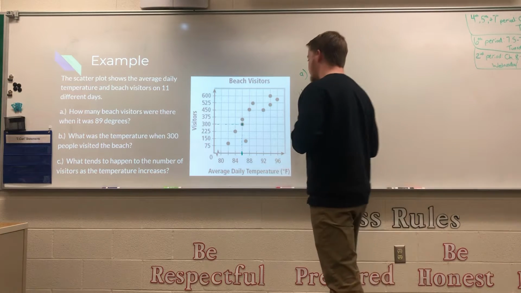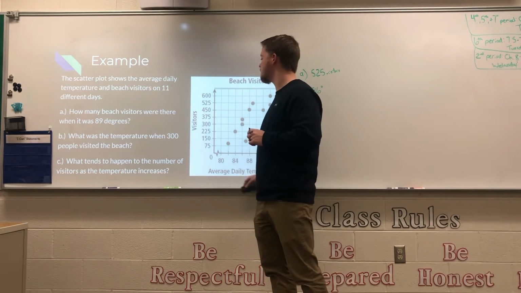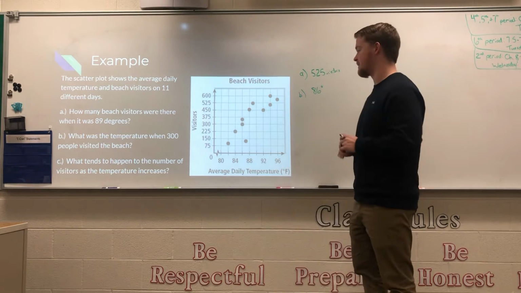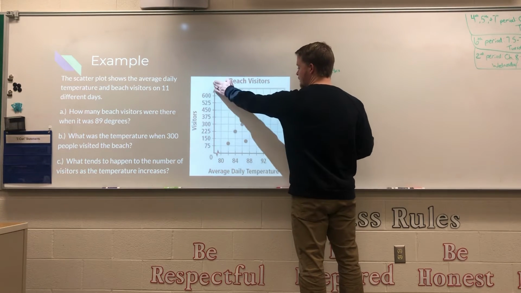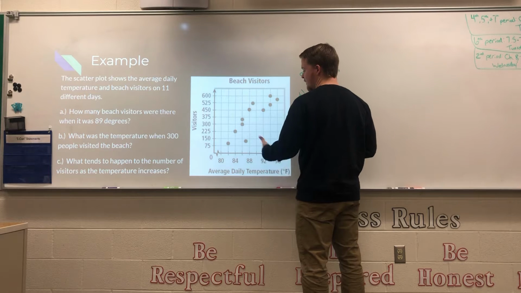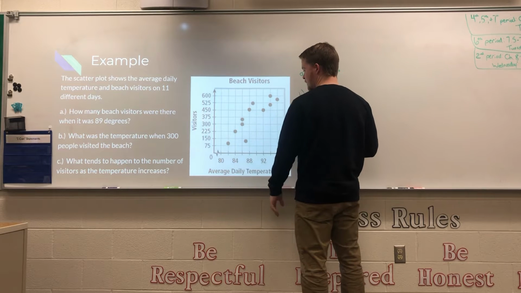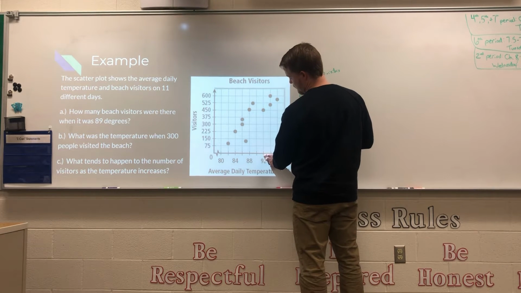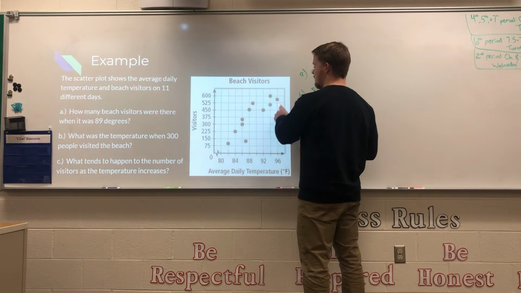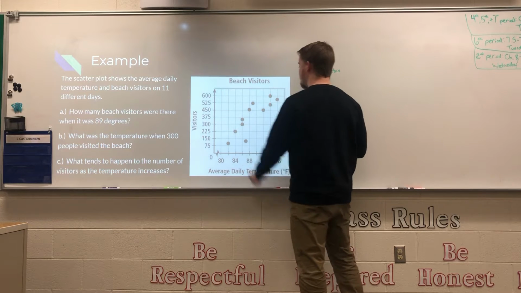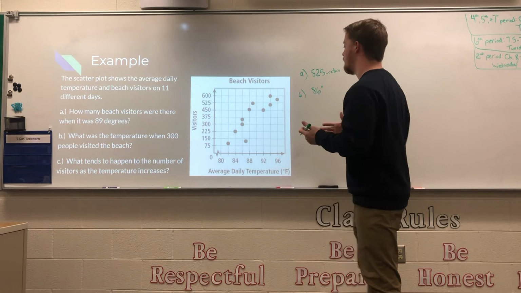What tends to happen to the number of visitors as the temperature increases? We also need to be able to recognize trends with this. As the temperature is going up, what's happening to the visitors? You can just pick out some points to try and understand this. When it's 84 degrees, there were 225 visitors. When it was 92 degrees, there were 450 visitors. When it was 96 degrees, there were around 550 visitors. So what tends to happen to the number of visitors as the temperature goes up?